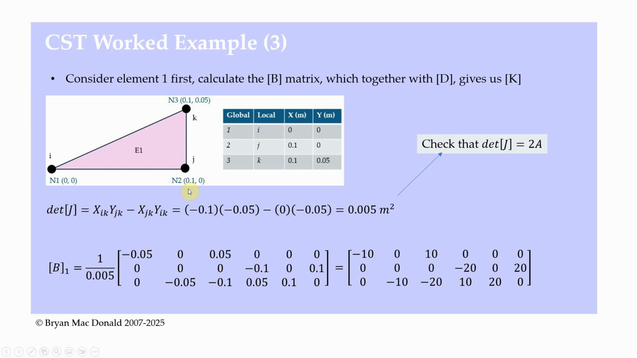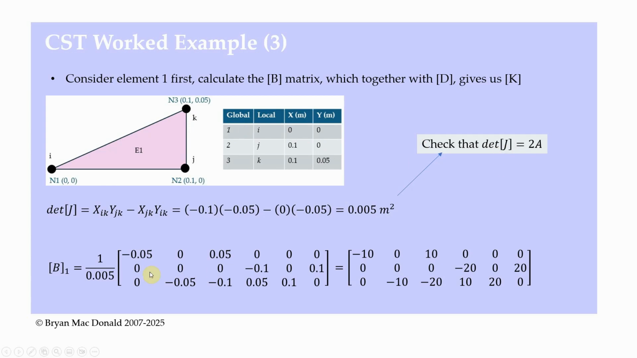So det J, by putting in all the values, is 0.05 meters squared. Again, maybe go and check that that's twice the area of the element. So what's the area of an element? Half the base by the perpendicular height. You'll find that that works out to be twice the det J.